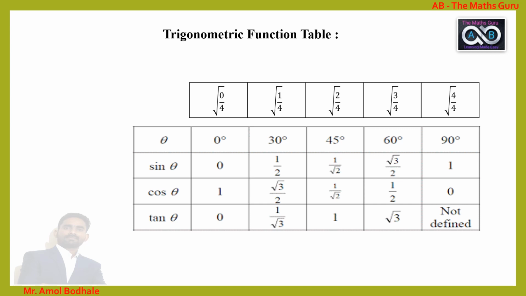Now these values we can write in reverse. So we get cos 0 is 1, cos 30 is root 3 by 2, cos 45 is 1 by root 2, cos 60 is 1 by 2, cos 90 is 0. Similarly, we can calculate tan by taking the division of sine and cos. So tan 0 is 0 upon 1, that is 0. Tan 30 is sine 30 upon cos 30, that is 1 by root 3. Tan 45 is 1. Tan 60 is root 3. And tan 90 is not defined.